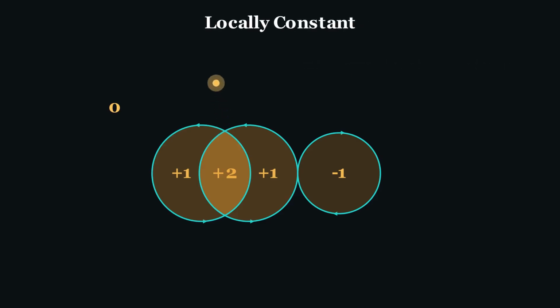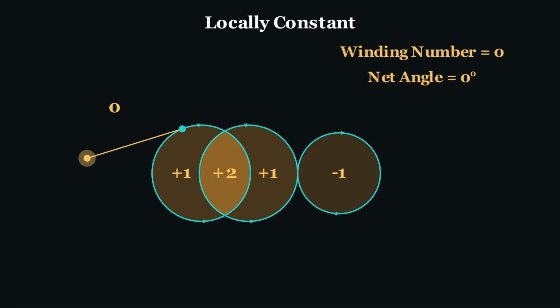Suppose we drag the golden dot around inside the outer region. As long as the point remains in open space without crossing any turquoise lines, the total rotation of our tether stays exactly the same. If you nudge the point slightly to the left, the tether swings a bit differently at each instant. But those small shifts compensate for each other over the full loop. The winding number stays locked at 0. Within any connected region of open space, the winding number is completely constant.